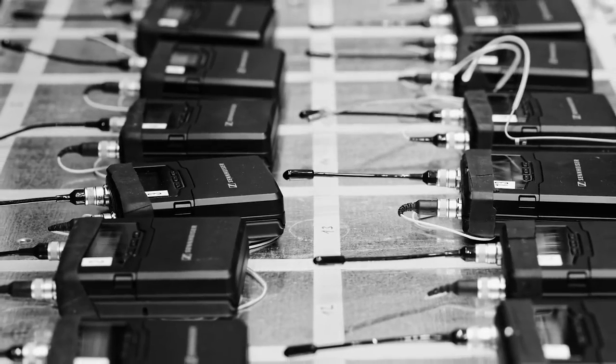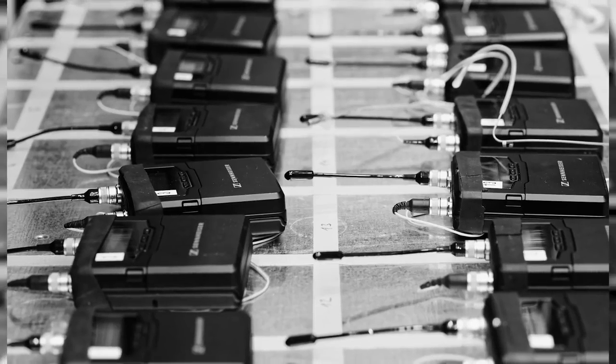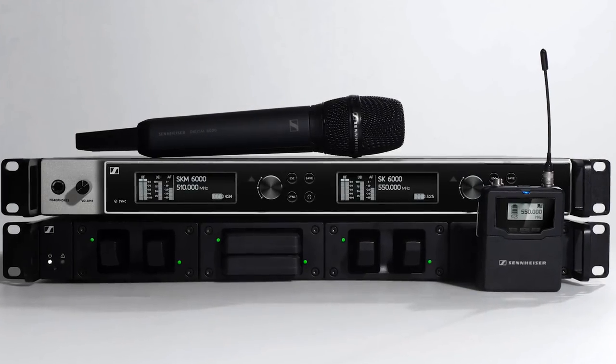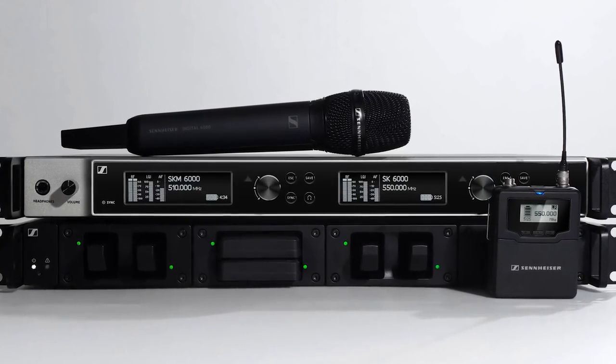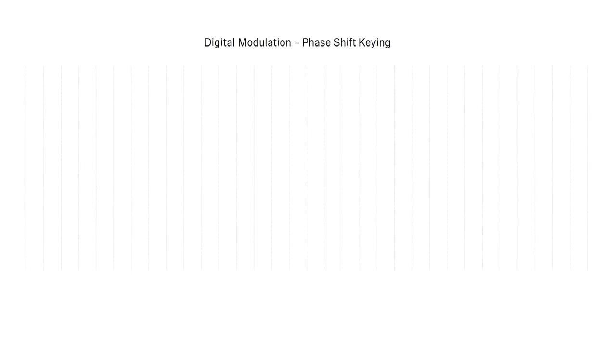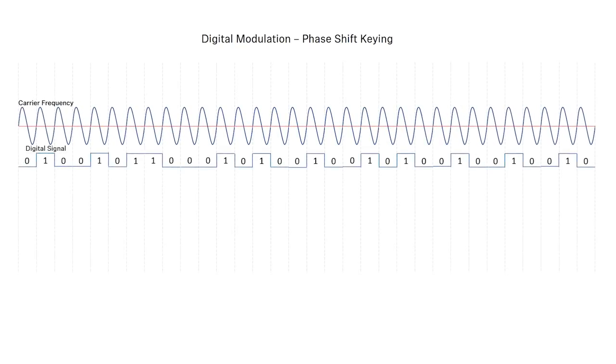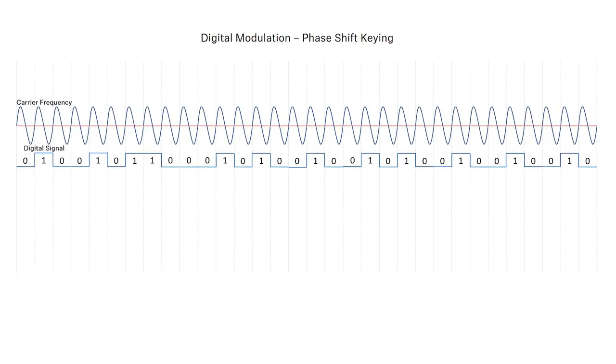There are numerous ways of modulating the signal to allow digital audio to be transmitted, and with the Digital 6000, we use multiple modulation methods to allow us to get the required audio quality during the transmission process. In this video, for demonstration purposes, we will show you only one of these methods, phase shift keying, or PSK. As you will see from the diagram, we have a fixed carrier frequency that will be modulated by the digital audio signal. For this example, we are using phase shift keying.